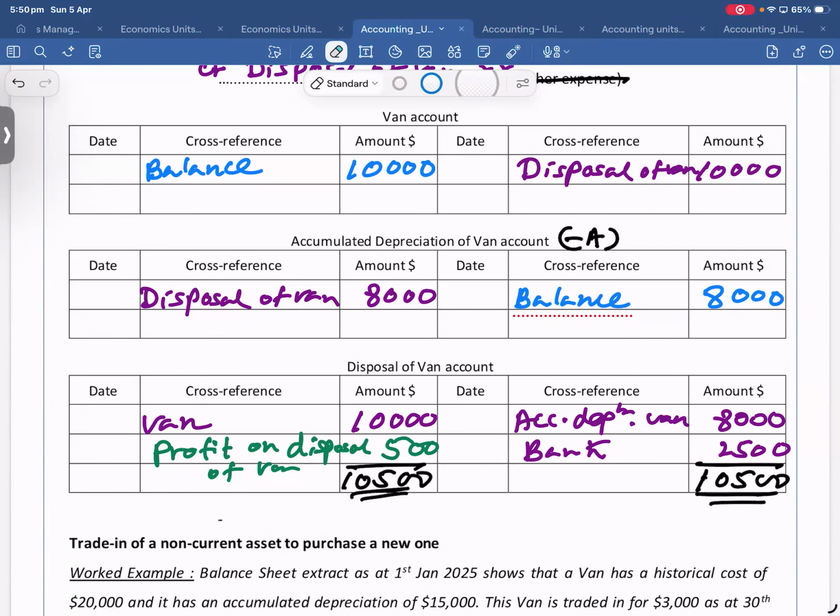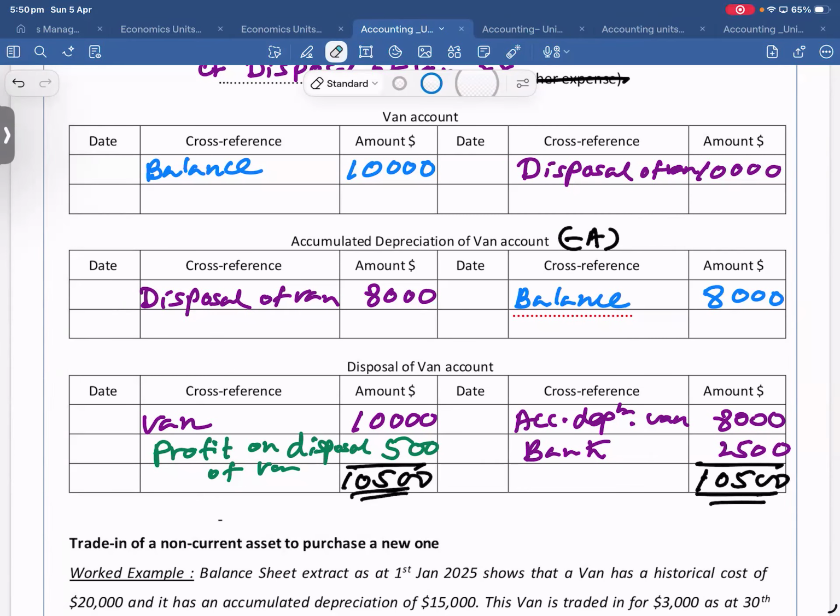Okay? Any questions? What's the purpose of the disposal account? What do you think? Anybody can tell me? What's the purpose of doing it? Transfer that to the profit on disposal. Profit on disposal. Anything else? You are on the track, but still didn't get the perfect answer.